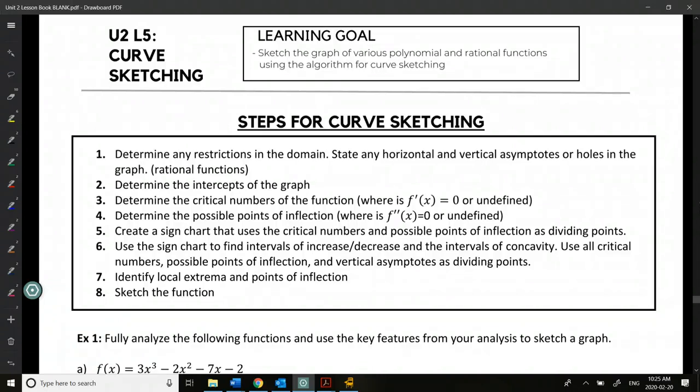We're also going to be able to see the intervals of concavity, so decide where the function changes concavity, so points of inflection. And we're going to apply our curve sketching, first derivative, second derivative, to rational functions as well. So we're expanding on some of the stuff that we did in advanced functions and then utilizing derivatives to get more information from the function.